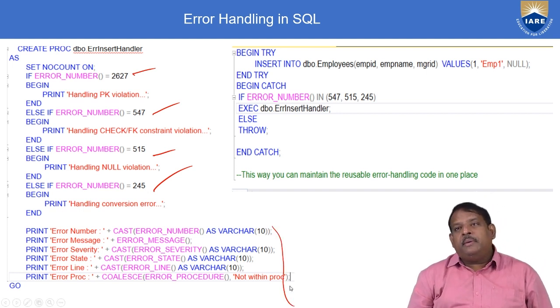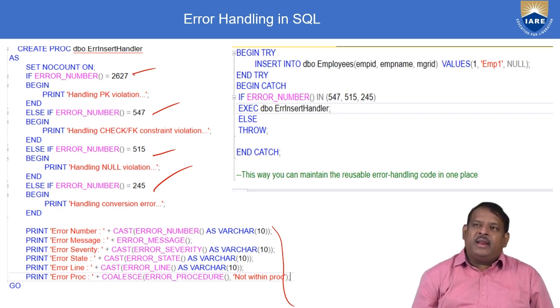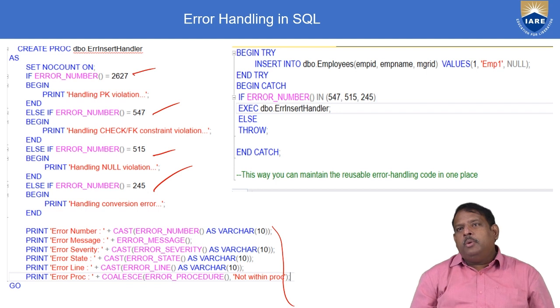Whenever I'm using this, I will use this procedure to do the error handling. Since I'm writing the error handling every time, I created a procedure. I'll be using this. Now here I'm trying to pass one employee ID 1, valid EMP 1, null.